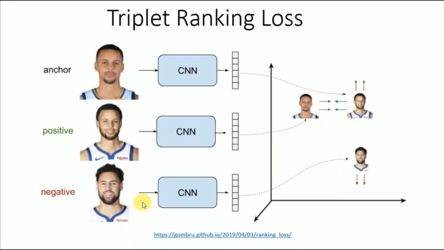What you want to do here is minimize the distance between the anchor and the positive image, and maximize the distance between the anchor and the negative image. This is represented in this diagram. These two are from the same class, so we want to minimize the distance between them, and these two are from a different class, so we want to maximize the distance between them. This is the objective of the triplet ranking loss.